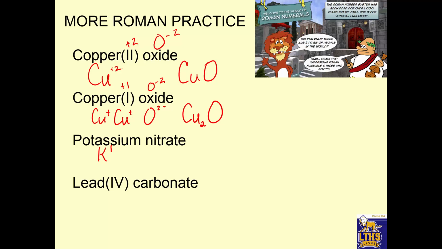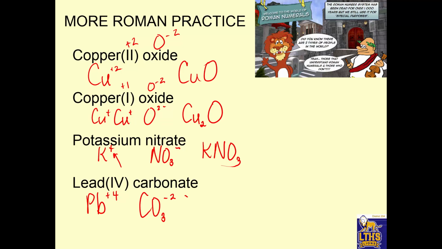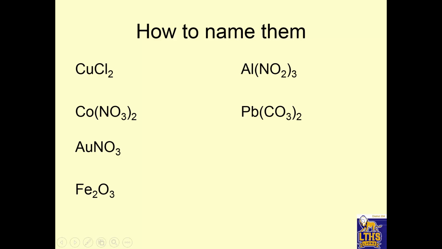Potassium nitrate. K. Nitrate is NO3 negative. I don't have a Roman numeral in this because this comes from the periodic table, group 1. Okay, lead(IV) carbonate. Lead is Pb. 4 is the charge. Carbonate is CO3 negative 2. So I need 2 of the carbonates. So the chemical formula is lead, Pb, C, O. Oh, look at that. Pb(CO3)2. Done. Okay. All right. How do you name them?